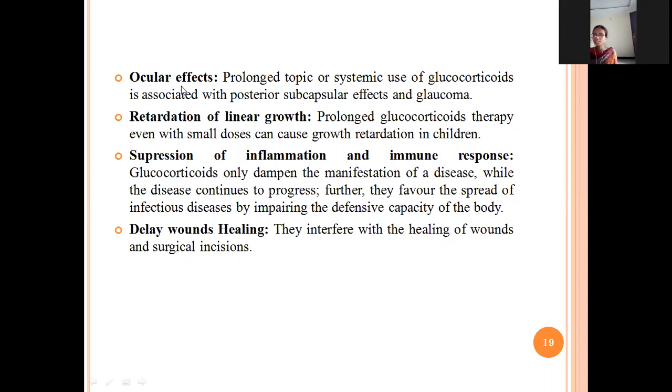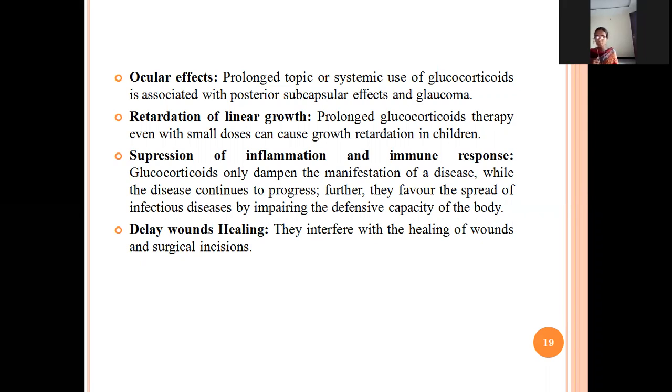Next one is ocular effects. Prolonged topical or systemic use of glucocorticoids is associated with posterior subcapsular effects and glaucoma. Next, retardation of linear growth. If you use more doses of glucocorticoids, even a small dose, it will affect growth in children.